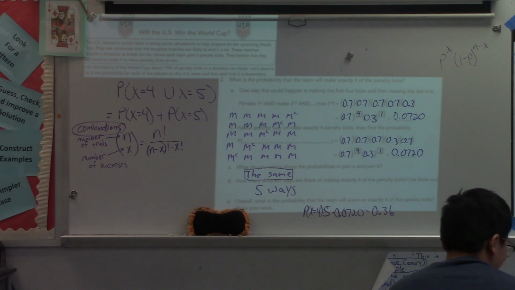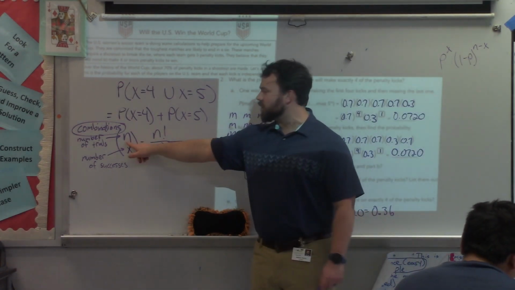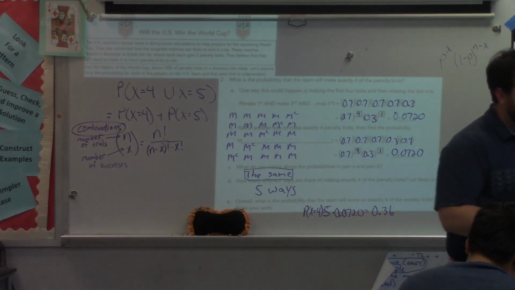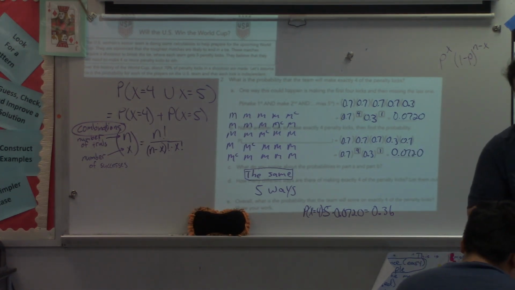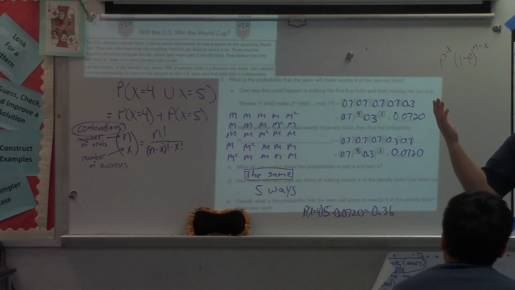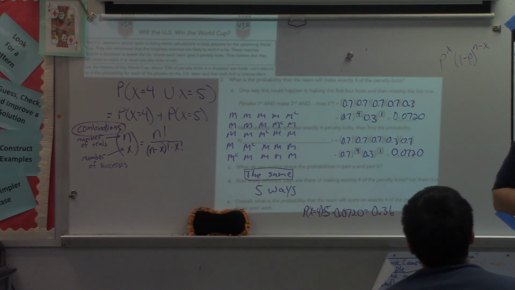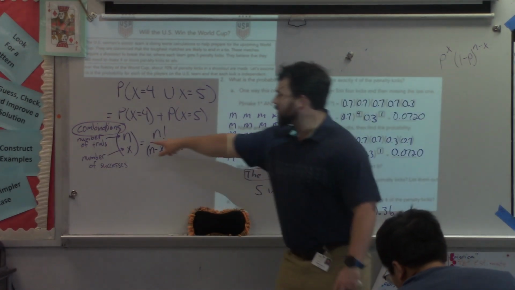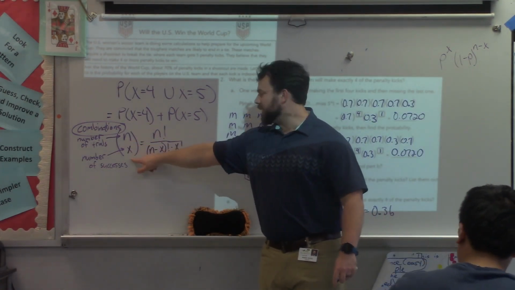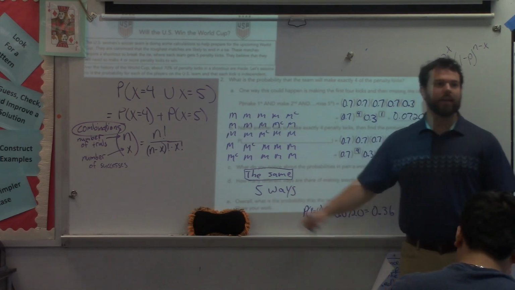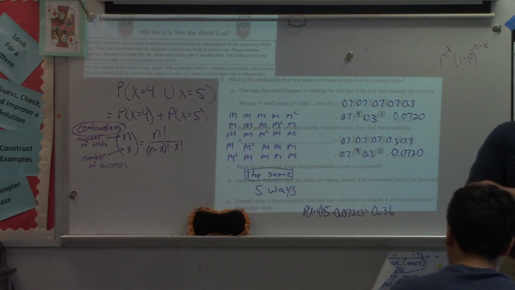Put in your N, in this case how many trials? 5. Then a comma, the comma is down at the very bottom near pi, and then put your number of successes, which is 4. Enter. 5 comma 4, because remember my number of trials was 5, and the number of successes we wanted was 4. And so that's how we get those 5 ways. It's a combination.